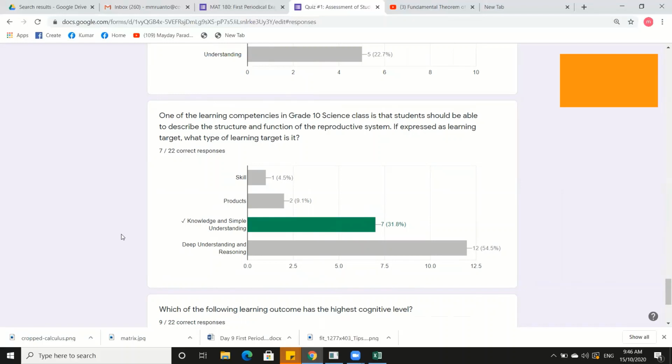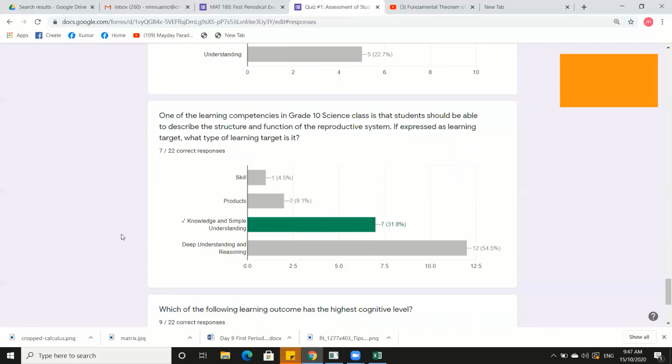One of the learning competencies in grade 10 science class is that students should be able to describe the structure and function of the reproductive system. If expressed as a learning target, what type of learning target is it? So you are here to describe the structure and function. If we relate that to the cognitive level, it's more of the understanding level.